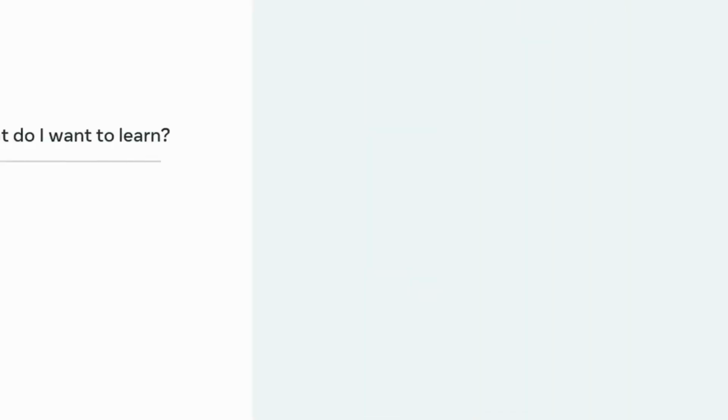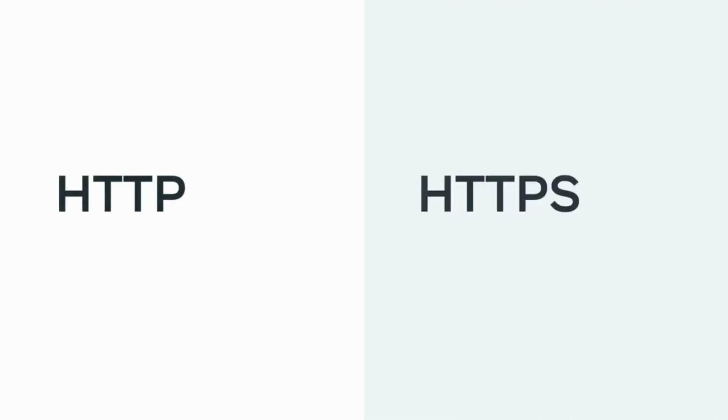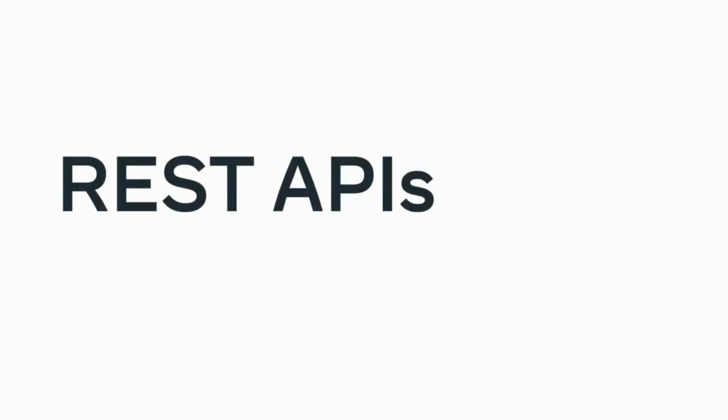And in this course, you'll learn about the tools and resources available to you to create and use APIs. To start off, you'll learn more about how APIs are used in the real world. Then, you'll have an opportunity to reflect on what you hope to learn, the course syllabus, and how to be successful in this course. After this, there's a short refresher on how HTTP and HTTPS work, including HTTP methods, requests, responses, and status codes, before moving on to REST APIs.